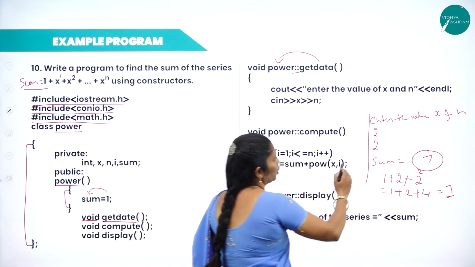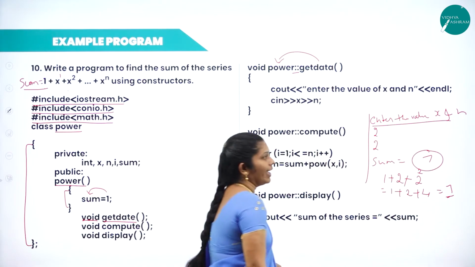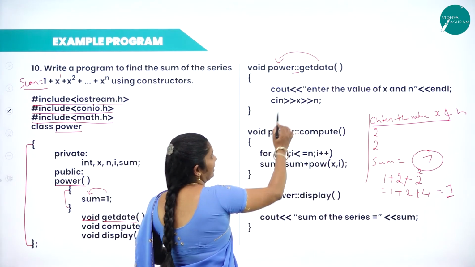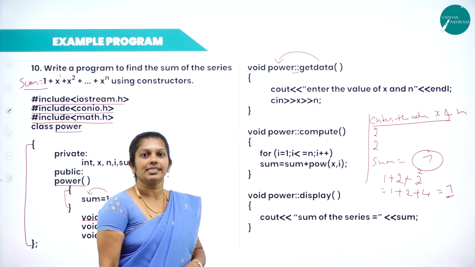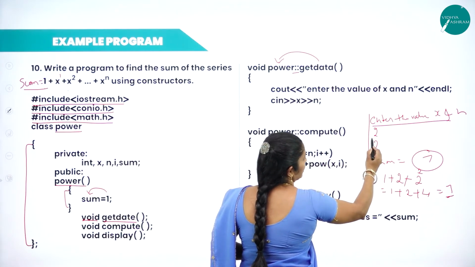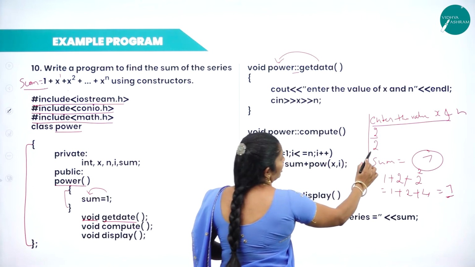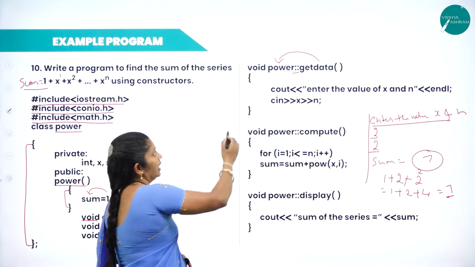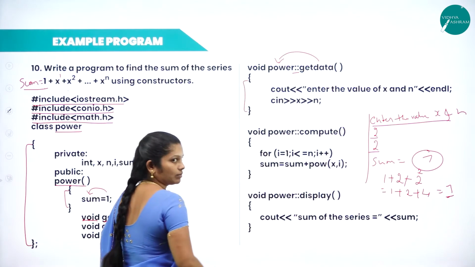On the output screen, what are you going to get? "Enter the value of x and n" will be displayed. Then afterwards, cin with the extraction operator, x, extraction operator, n. It means that we are inputting two values. Here the x value is 2 and the n value is also 2. You can give any value you want here. Then we close this function.